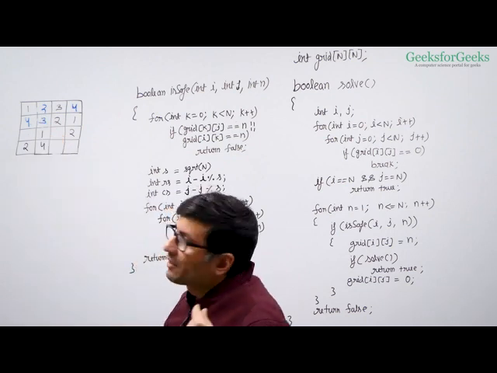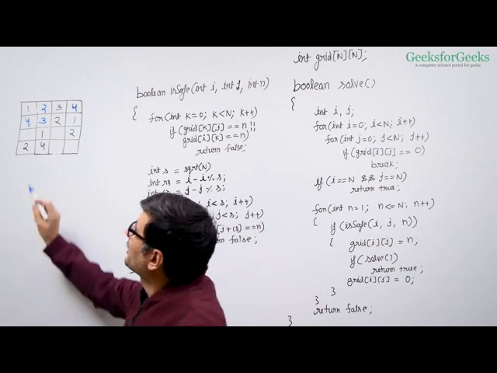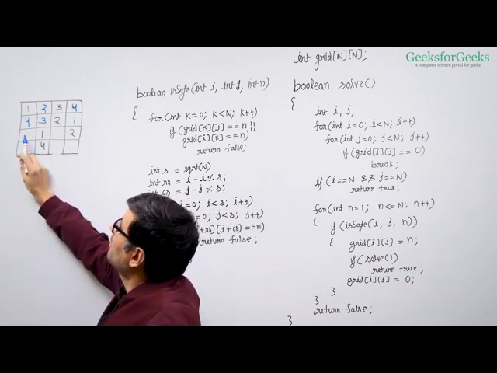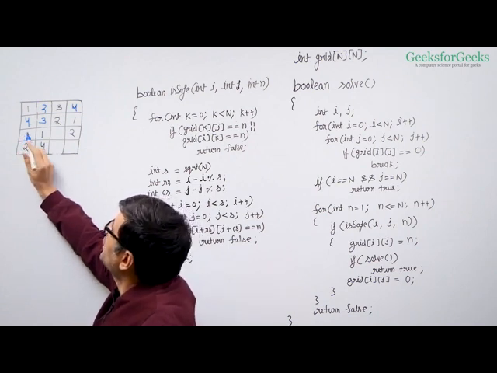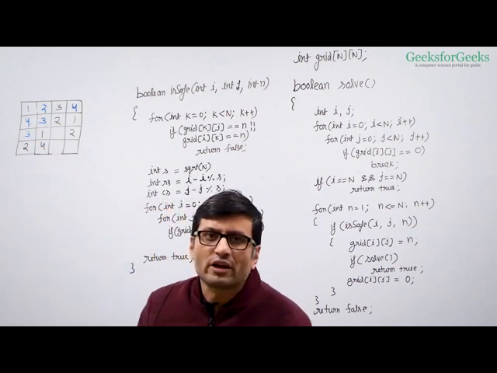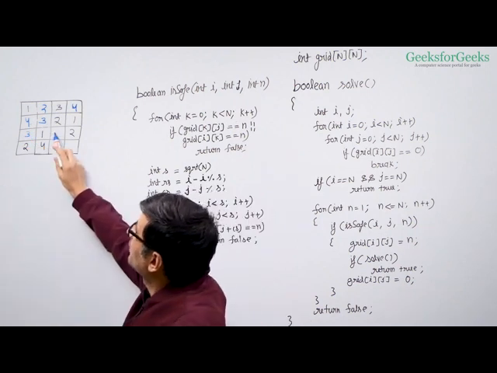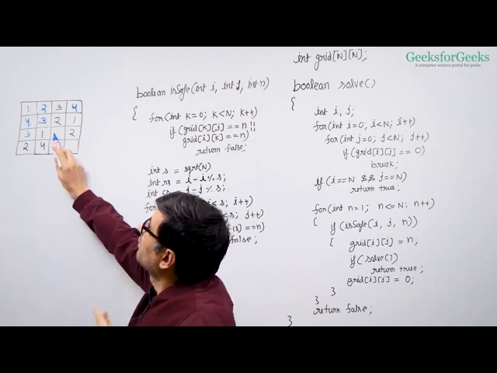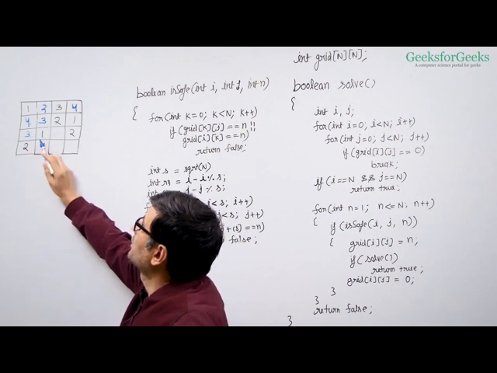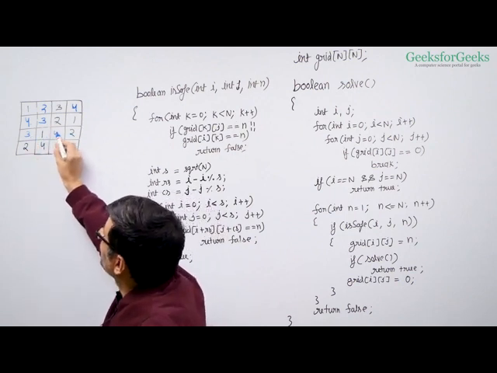Now you again recur for next empty cell. Now you come to this cell. And this time you again try everything. 1 fails the safety test, 2 fails the safety test, 3 we can place here, so we place here 3. Now we again recur for next empty cell. This time we come here and we try all numbers from 1 to 4. 1, 2, 3 fail the safety test because you have them in the same row. You can place 4 here.